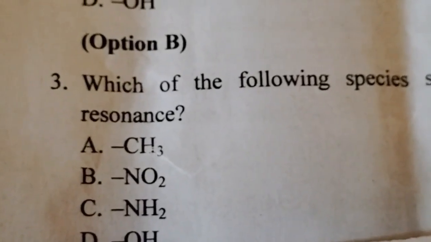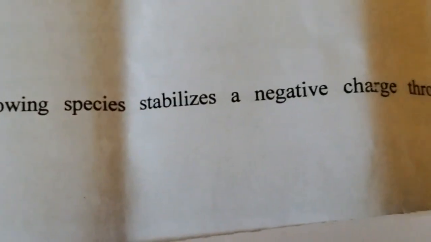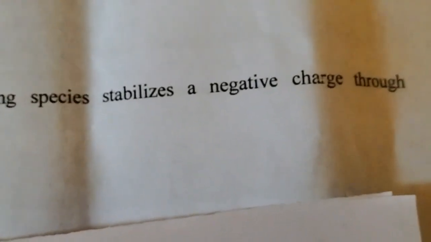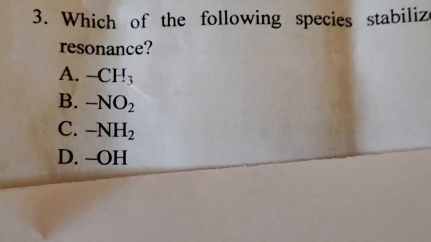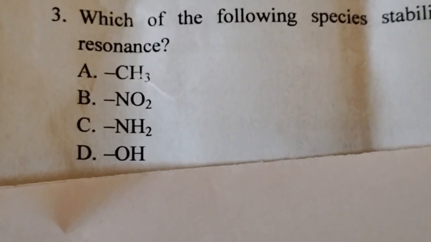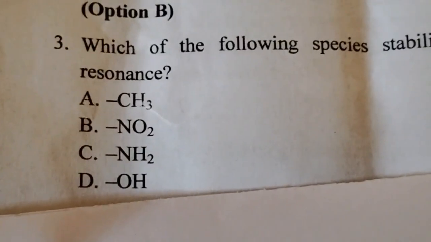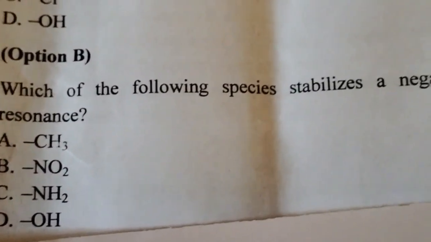Question number 3. The following species stabilizes a negative charge through resonance. Option A, the methyl group. Option B, the nitro group. Option C, the amino group. And option D, the hydroxy group. So the correct answer to number 3 is B, the nitro group.